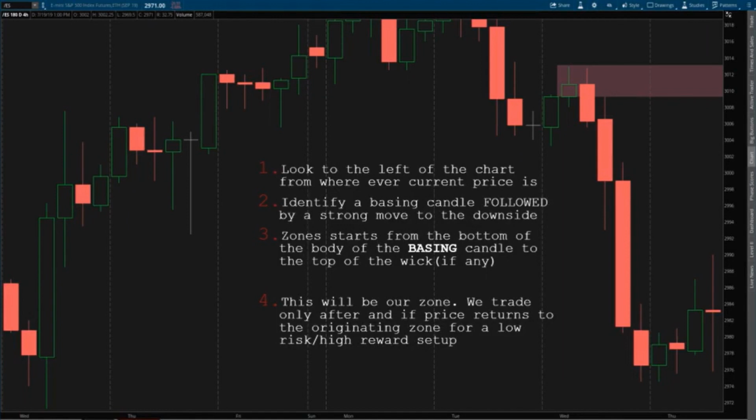So just like everything else, we're looking to the left of the chart from wherever the current price is, right? We want to identify a basing candle followed by a strong move to the downside. So we have a basing candle right here, followed by a nice, solid, strong move to the downside. This qualifies as a supply zone, right? So we draw from the bottom of the body of the basing candle, bottom of the body, to the top of the wick if we have any wick, right? That's going to be our zone, and we only trade after if price returns to this zone, and this is when we'll find our low risk, high reward trading setups.